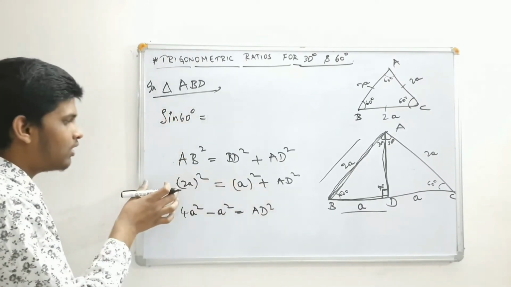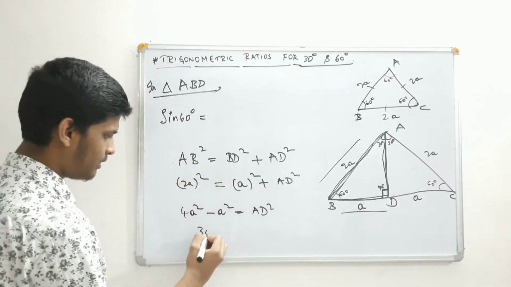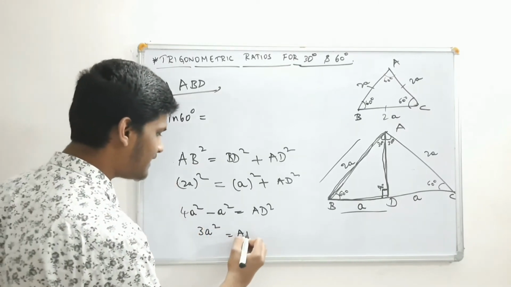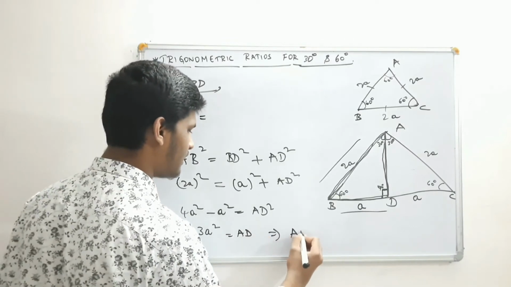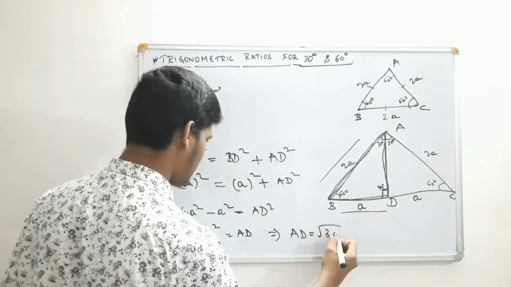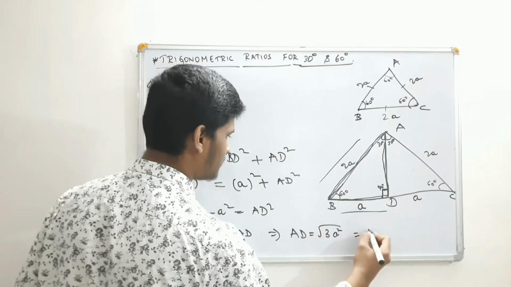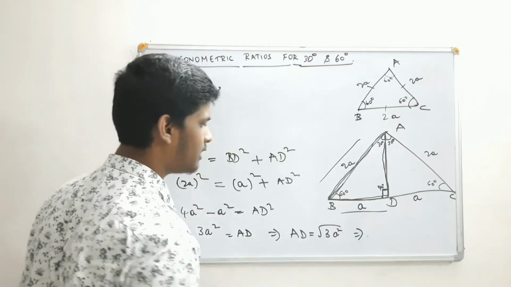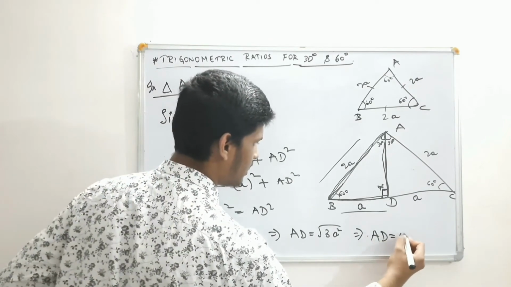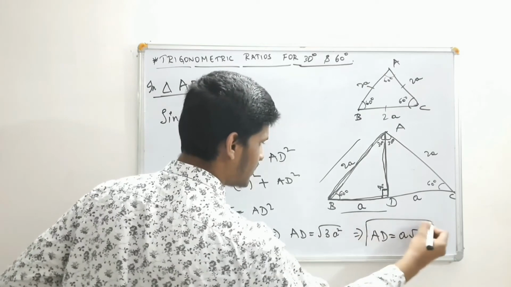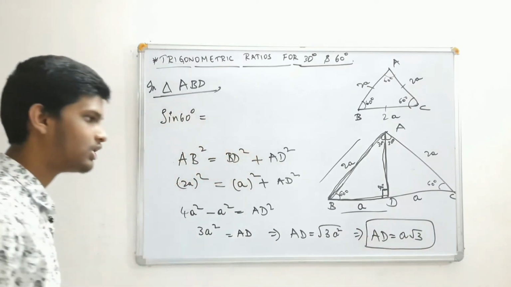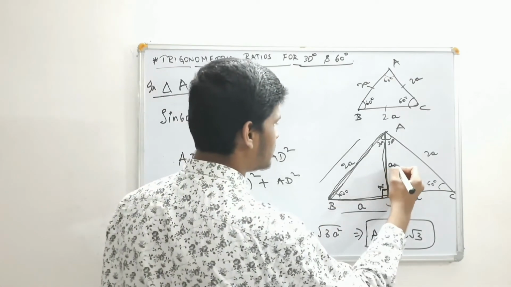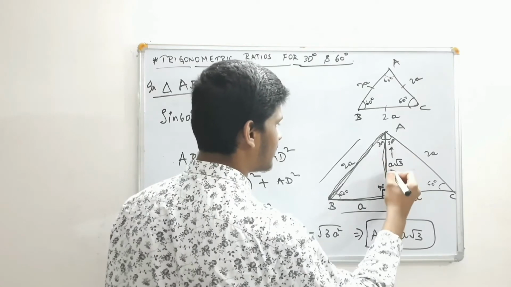This A square I send to LHS, so it becomes minus. So this becomes 3A square. So this is AD square. So what is AD? AD is root 3 A square. That becomes AD, not AB. Sorry. AD is A root 3. Am I correct? Again, we are taking some variables and finding the ratio. So AD is A root 3. So this is A and root 3, this length.